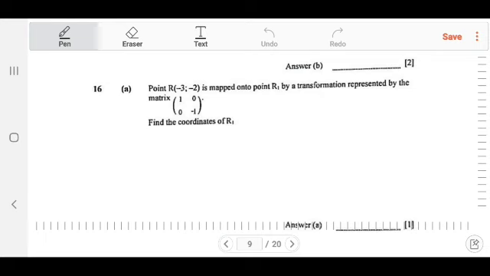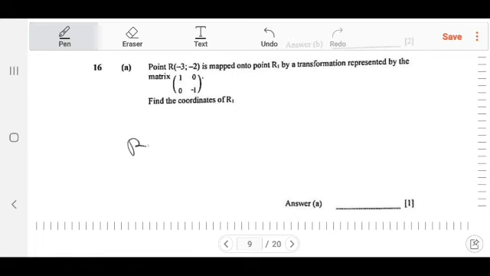16a, point R, which is (-3, -2), is mapped onto point R1 by a transformation represented by the matrix [1, 0; 0, -1]. Find the coordinates of R1. So R1 equals this matrix here, multiplying our R, which is (-3, -2).